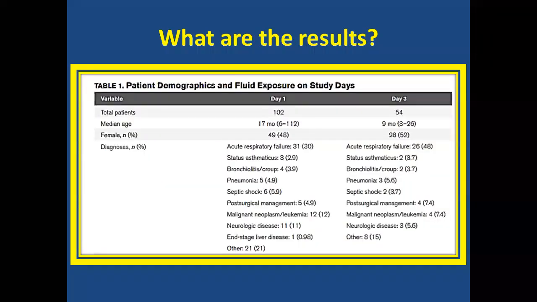So what are the results? For the total number of patients, in day one it was 102, while 54 in day three, with a median age of 17 months in day one and 9 months in day three. 49 patients in day one were female, while 28 in day three. For diagnosis, more or less day one and day three are the same: acute respiratory failure, status asthmaticus, bronchiolitis, pneumonia, septic shock, post-surgical management, malignant neoplasm or leukemia, neurologic disease, end-stage liver disease, and others.